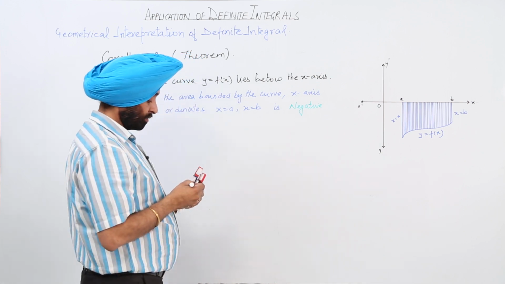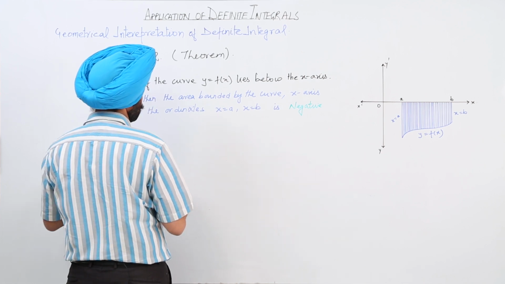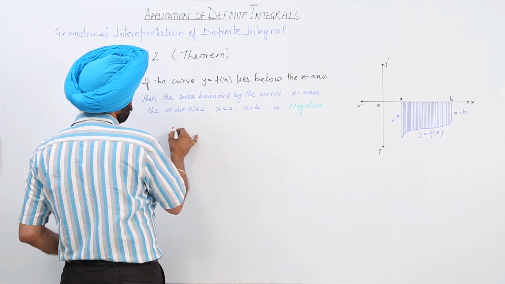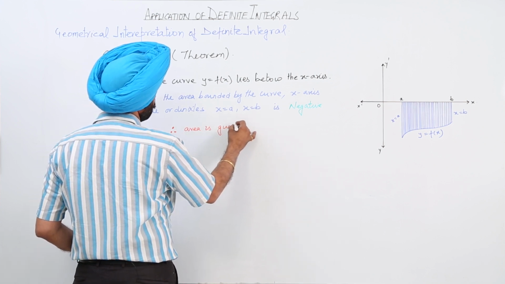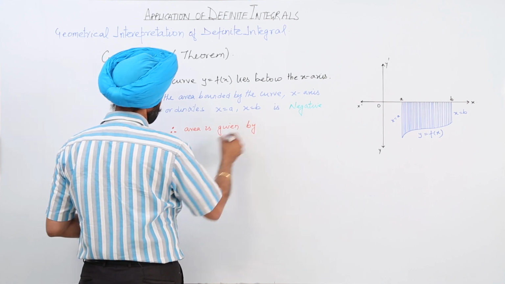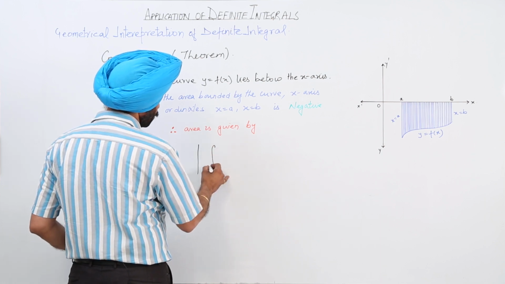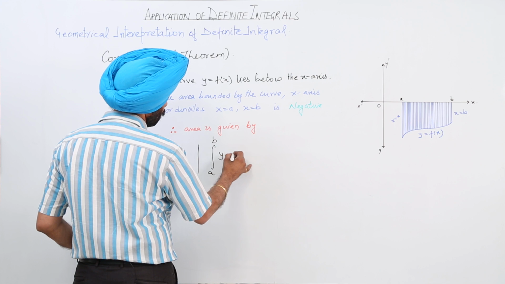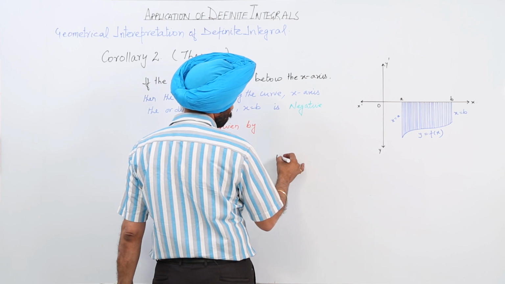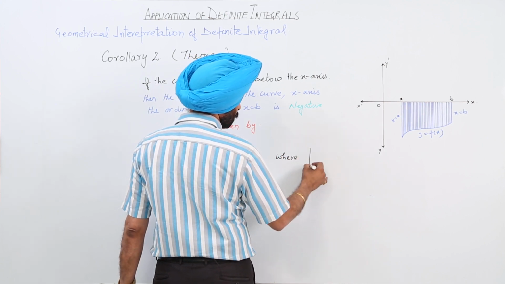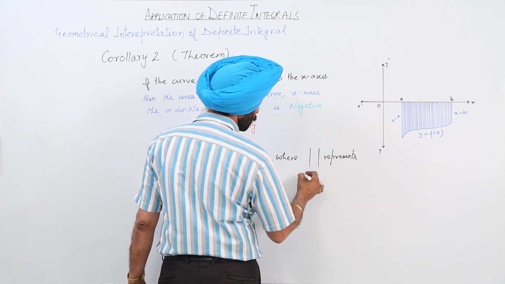The area is negative. Therefore, area is given by, now the area is given by the absolute value of the integral from a to b of y dx. Is it clear? Where the bar represents absolute value.